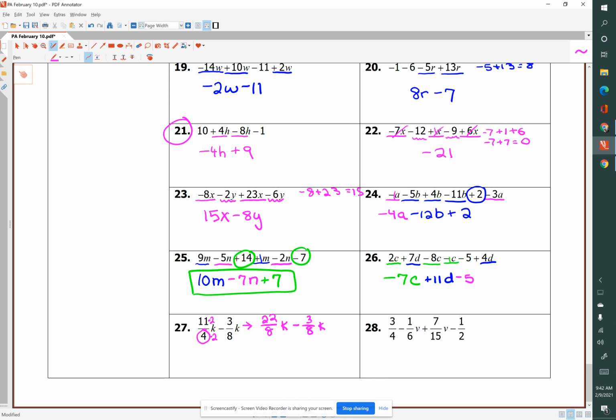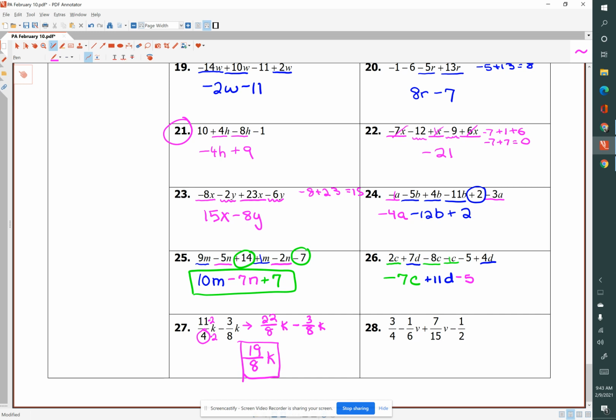So 22 minus 3 is 19. And our denominator stays the same, and we just carry that variable through. So 22 eighths k minus 3 eighths k is 19 eighths k. And you'll notice I'm not going to turn this into a mixed number. Generally in algebra we keep improper fractions. So it's a habit you'll get into.